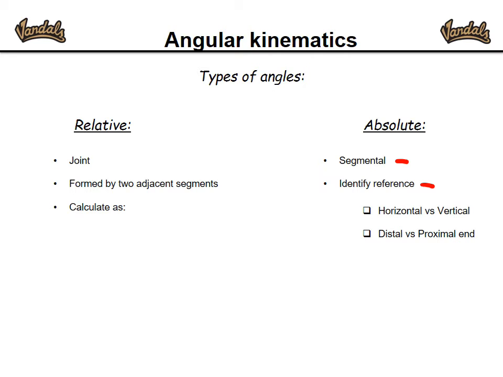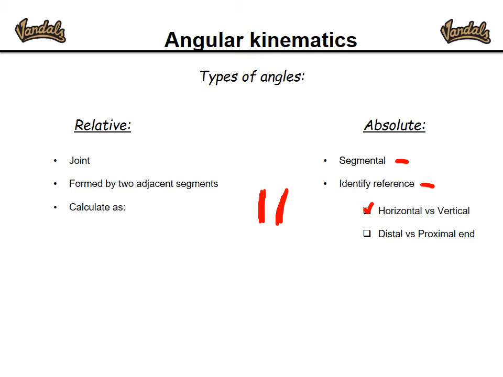There's a key important factor that comes into play when we talk about angular kinematics, and that is we need to quickly identify what our reference is. What do I mean by that? Well, we need to identify whether I'm talking about the horizontal or the vertical component. If I do a trunk, and say my trunk is standing up like this, and then it moves more this way.